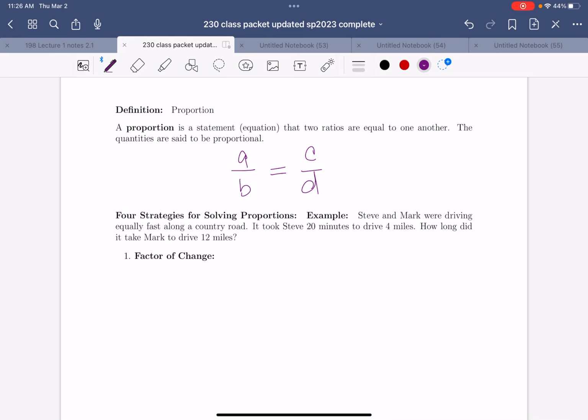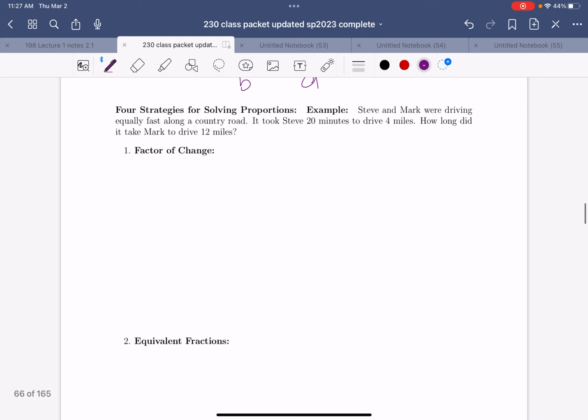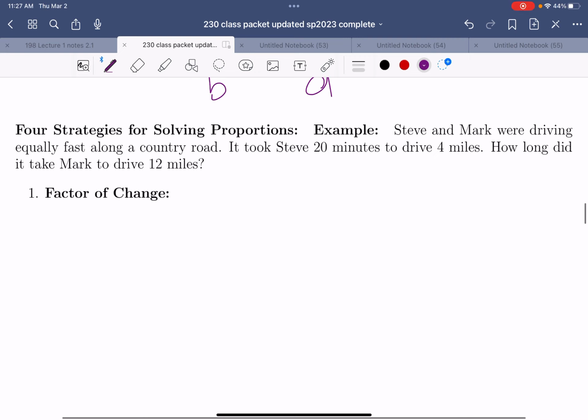Now there are four different strategies that we're going to talk about that involve solving a proportion that don't involve your boxes. We're going to take the example where Steve and Mark were driving equally fast along a country road. It took Steve 20 minutes to drive 4 miles. How long did it take Mark to drive 12 miles? The thing you're going to notice about all four strategies is they all start out exactly the same way. We are going to create a chart that has 4 labels in it, and we're going to identify our values, and then we'll see what happens from there.